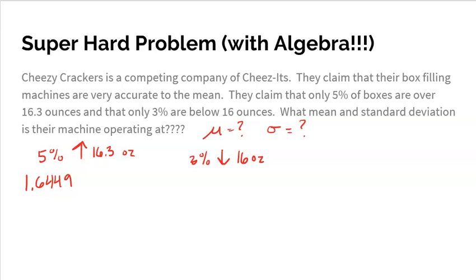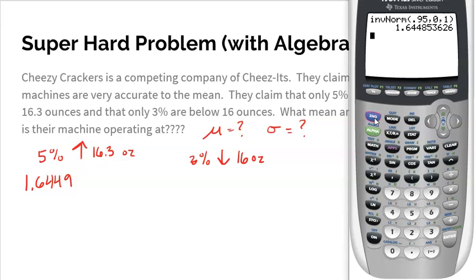All right, now the other piece of information they told us was that there is 3% under 16 ounces. So this time they did tell me the under, right? That is an under, so I'm going to use 0.03. Don't switch and use 0.97, because remember, we want the under. We like the under when it comes to using invert norm. And that gives us a z-score of negative 1.8808.